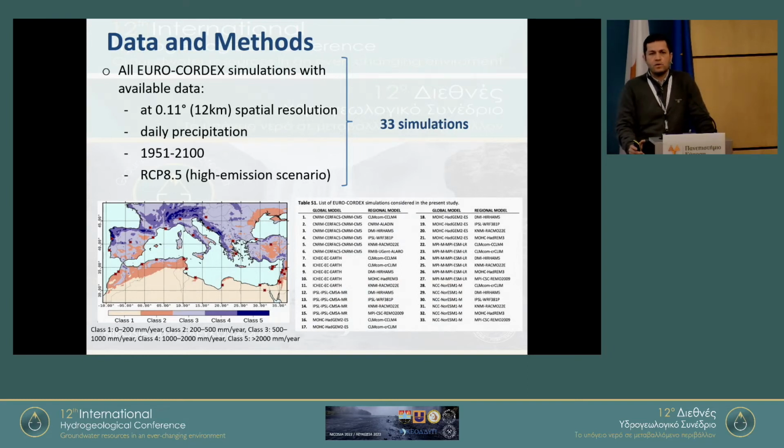We have used the current state-of-the-art in regional climate projections, the EURO-CORDEX ensemble. These are available at 12 kilometer spatial resolution, and we have selected a subset of EURO-CORDEX that provides daily precipitation data from 1951 to the end of the century. We have also selected to analyze the business-as-usual pathway, also known as RCP 8.5.